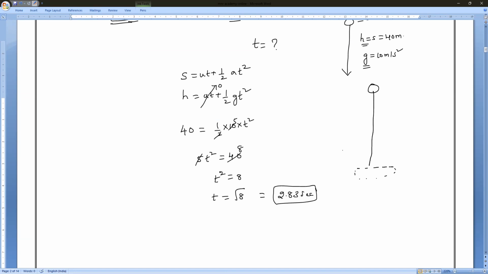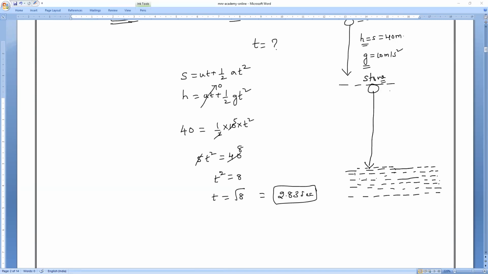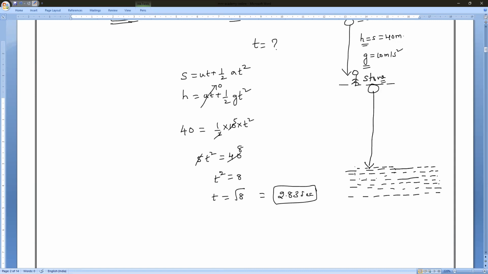Stone and sound will not travel with the same speed. See, this is not an ordinary question. People must think. You calculated by using free fall only the time taken for the stone to reach the surface of the water. But now the boy is above, so the sound should travel back and reach him.